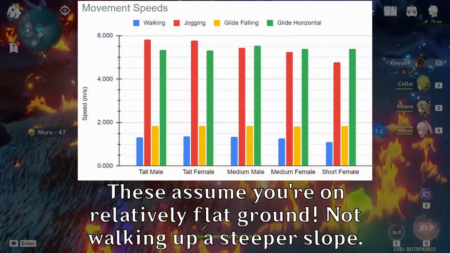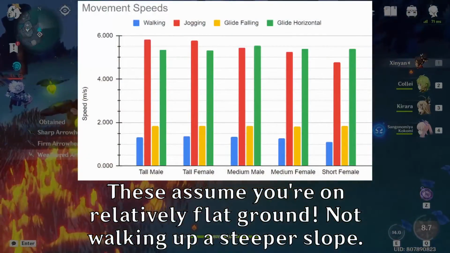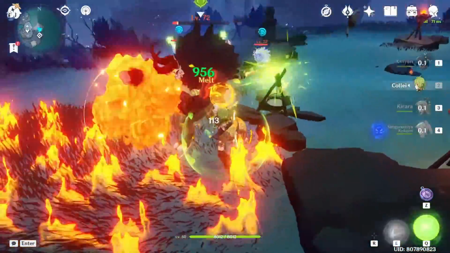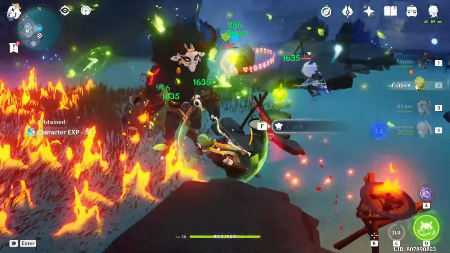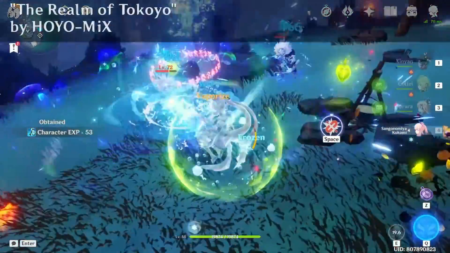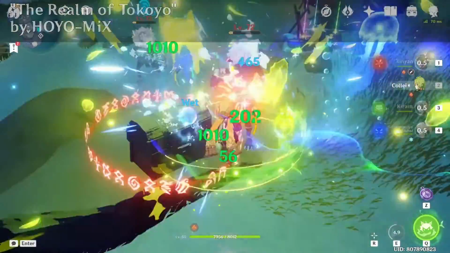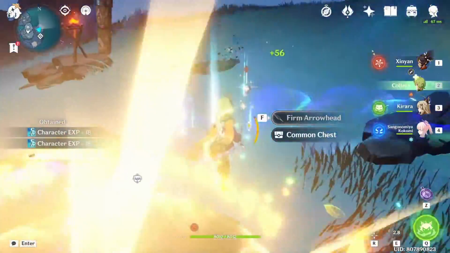And here's a bar graph for also reference. From these measurements, we can see some things that we can expect based on previous observations. For jogging or normal ground movement, tall males are the fastest, and it decreases as the character models get smaller, so yeah. Do also note, we're not doing any sprinting or dashing.